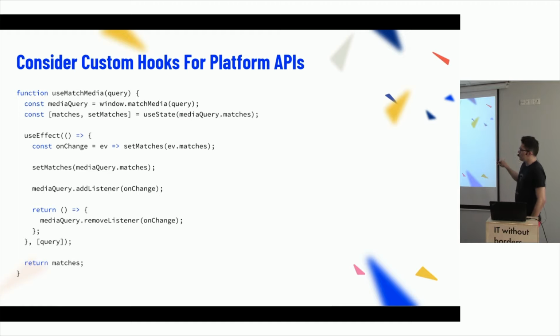useMatchMedia is a hook that will use window.matchMedia, and the output of the hook is just an answer whether the media query you defined at the very beginning is passing or not, and then you can adjust your components accordingly, if you can't just do everything in CSS.